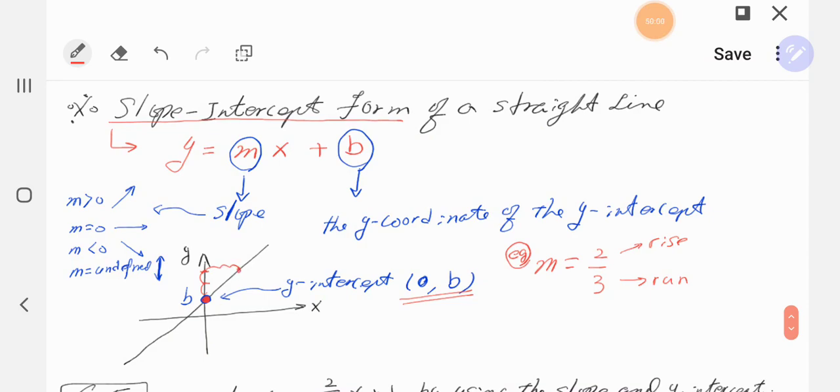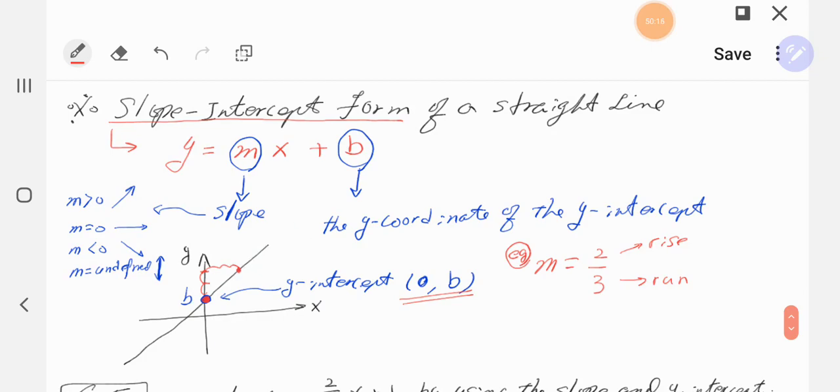Right? So this is the second point, so that you can graph it like this. So slope is 2 over 3 means go 2 units up and 3 units to the right. Then that point should be on the same line.